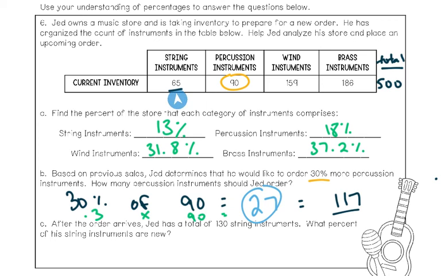So he had 65 old ones. He's got new ones. We don't know how many new ones he has. That'll be the first thing we figure out. So 130 minus 65 gives me 65. So he has 65 new and 65 old. You should know now that he has 50% new instruments. Since it was 65 out of 130, and that is half of 130, he has 50% new instruments.